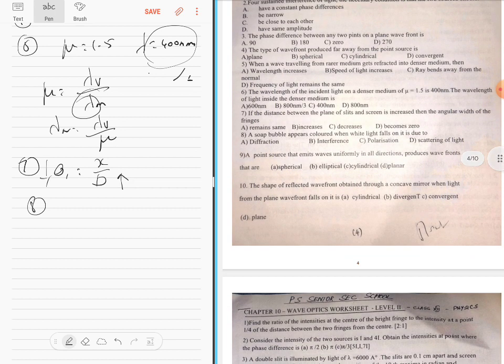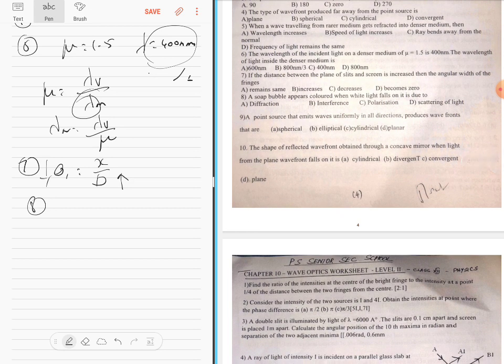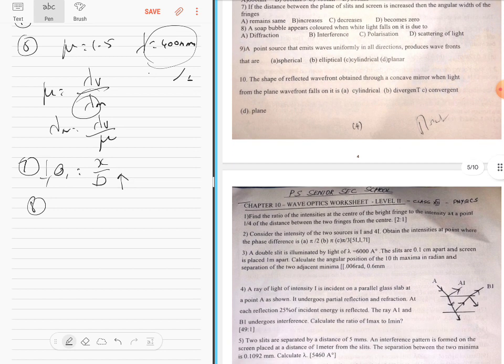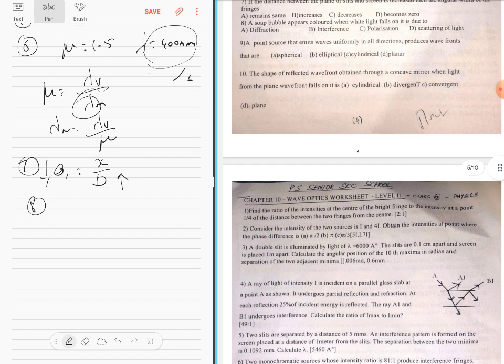9th question. A point source that emits waves uniformly in all directions produces a spherical wavefront. Next, the shape of the reflected wavefront obtained through a concave mirror will be convergent. If it's a parallel beam of light, a plane wavefront will become convergent. So that completes one set of paper.